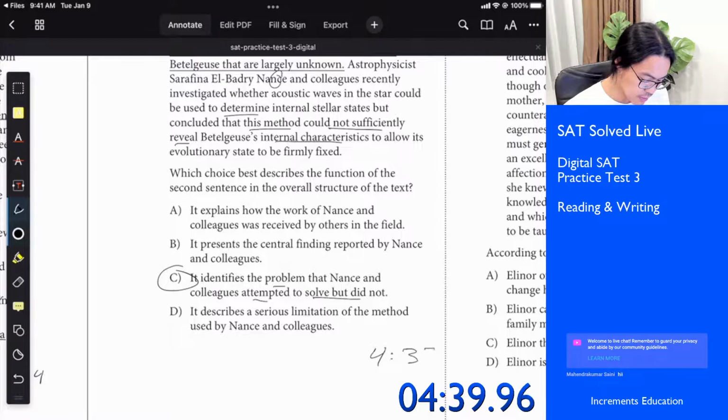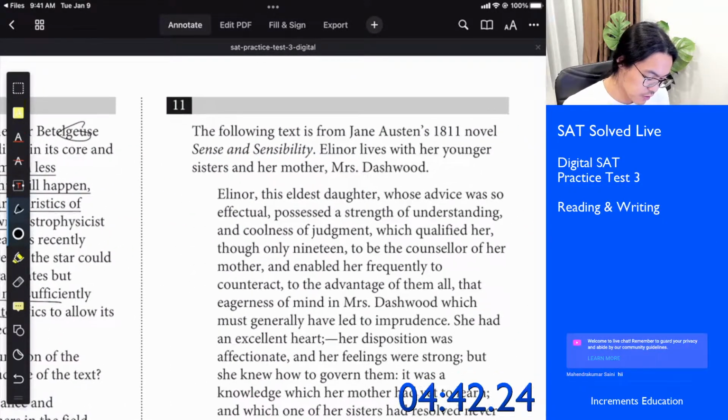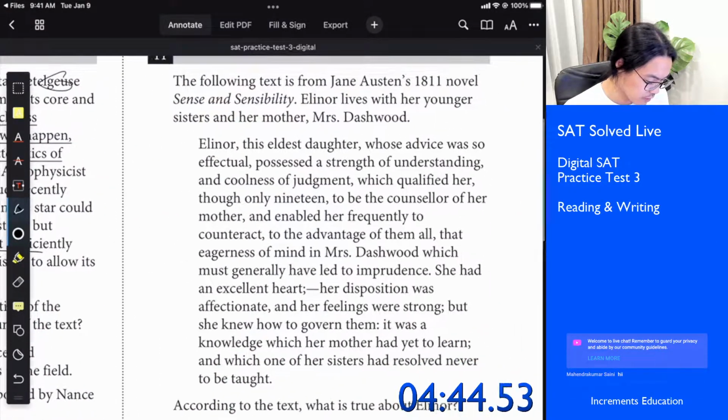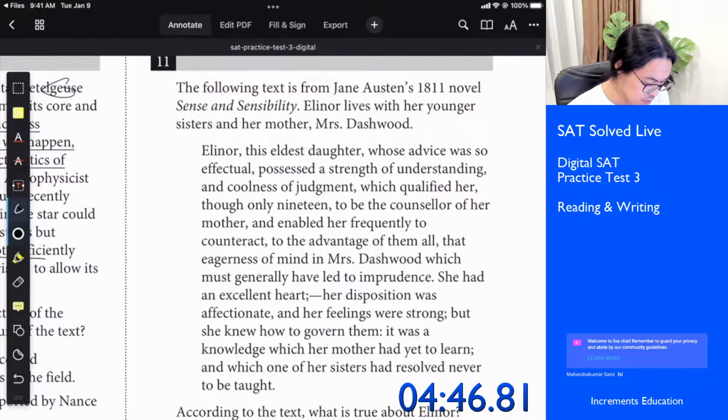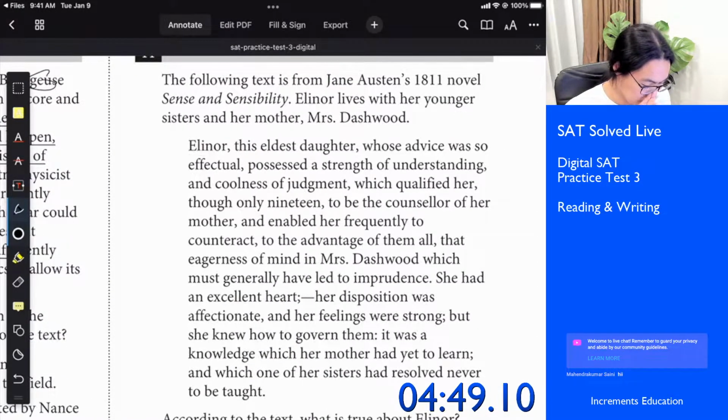I actually have seen this before on the Blue Book version of the practice test 1. So that did make me get through that faster. I did find it a little interesting when I saw it on the Blue Book. It took me a little longer.